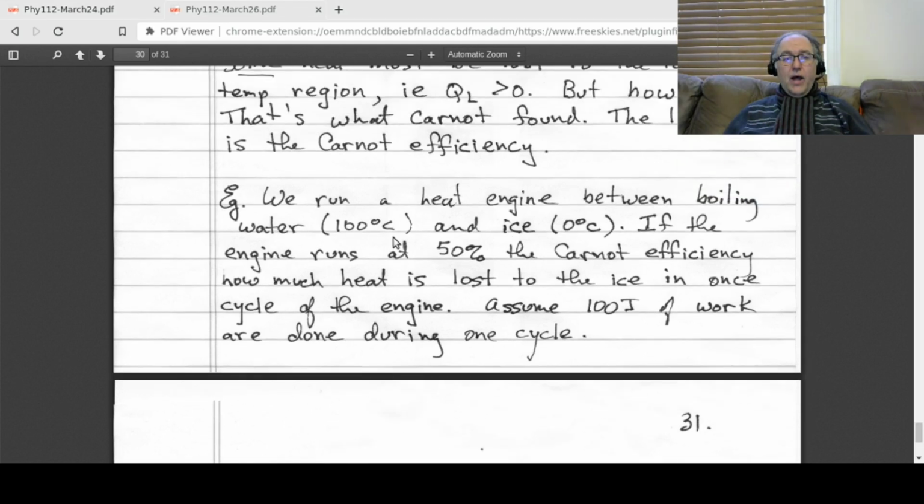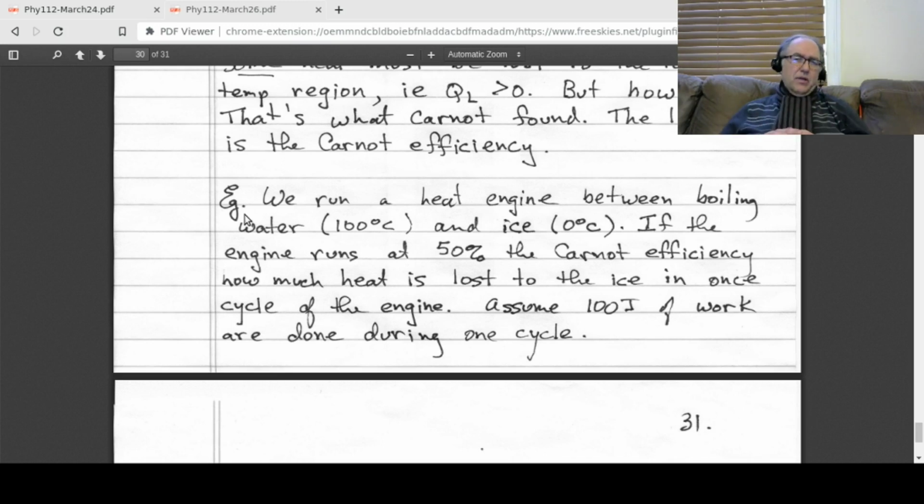Okay, so let's say that we want to run a heat engine. We want to run the heat engine between boiling water, which is at 100 degrees Celsius, and ice water, which is 0 degrees Celsius. And so you say, well, what does this heat engine look like?